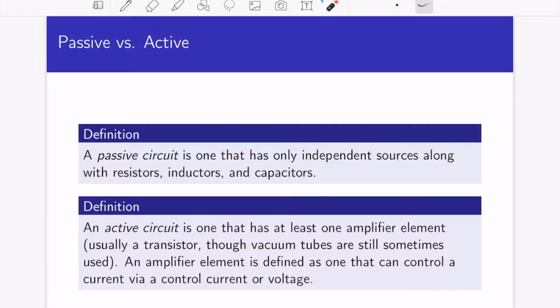So we can define an amplifier element as an element that can control a current via a control current or a control voltage. This is where we came up with the concept of dependent sources. So we had dependent current sources and dependent voltage sources. Those dependent sources are used as models of these amplifier elements.